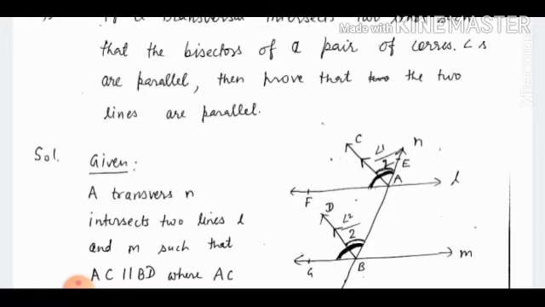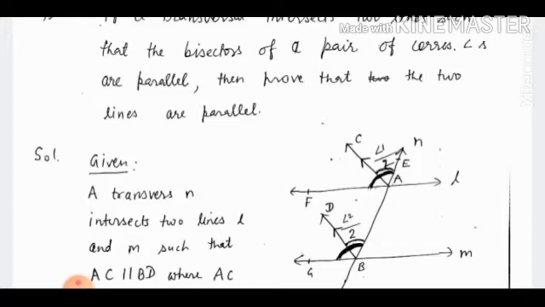Angle EAF and angle ABG are bisectors of a pair of corresponding angles. Here the corresponding angles are angle EAF and angle ABG, and their bisectors are AC and BD. They are parallel: AC and BD are parallel. We have to prove L is parallel to M.